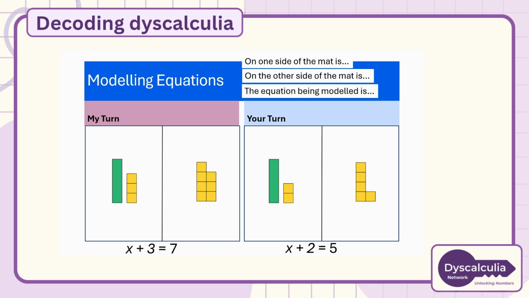Did you get this? X plus 2 equals 5. On one side of the mat you have a positive x tile and 2 positive integer tiles, and on the other side of the mat you have 5 positive integer tiles. X plus 2 equals 5.